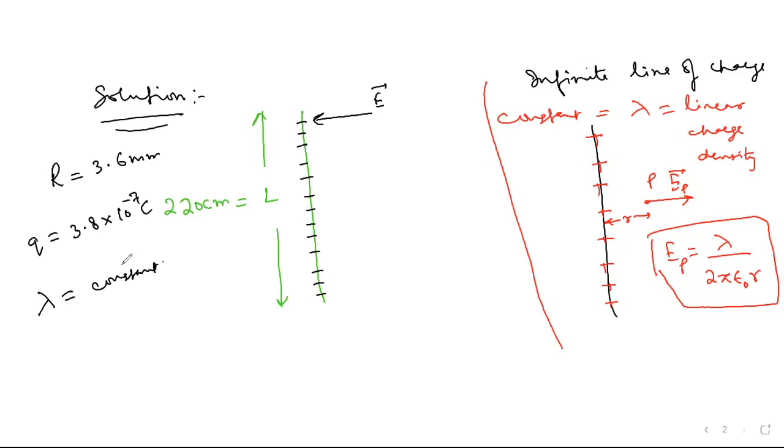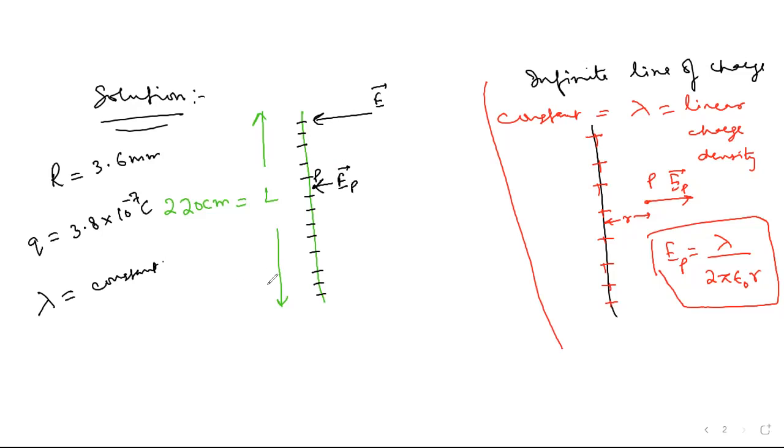Now we are asked to find the electric field near the midpoint of the rod. That means at this point, P is the midpoint of the rod, near the midpoint of the rod, at a point on its surface, right? We have to find the electric field at this point. Now, one thing we know is that the electric field at this point is going to be inward because the rod is negatively charged. We want to find its magnitude, right?